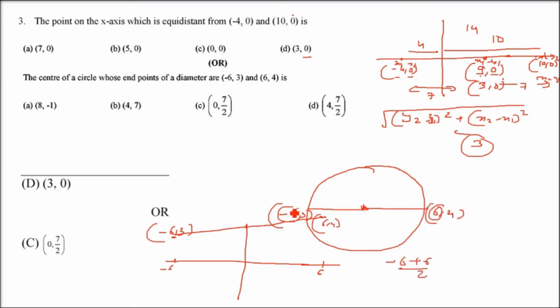So in the midpoint formula, (-6 + 6)/2, and the second will be (y1 + y2)/2, that is (3 + 4)/2. This -6 plus 6 is 0, so you get 0, and this is 7 by 2. So you have (0, 7/2). This is the way you can solve it: (0, 7/2). Okay.